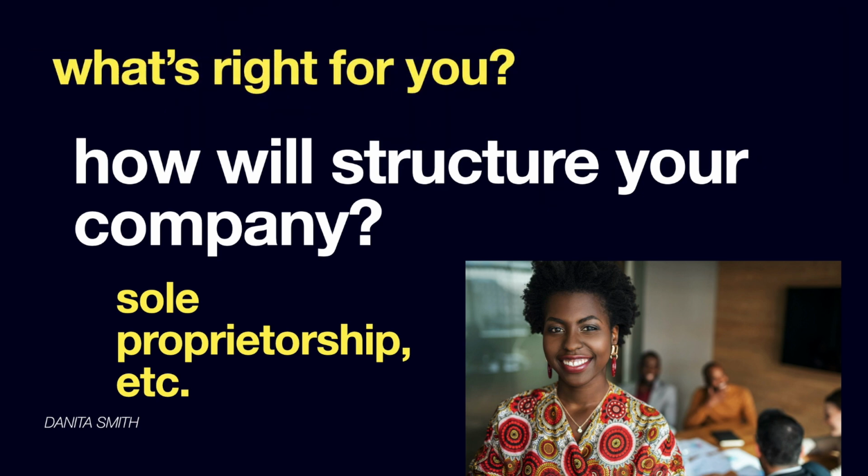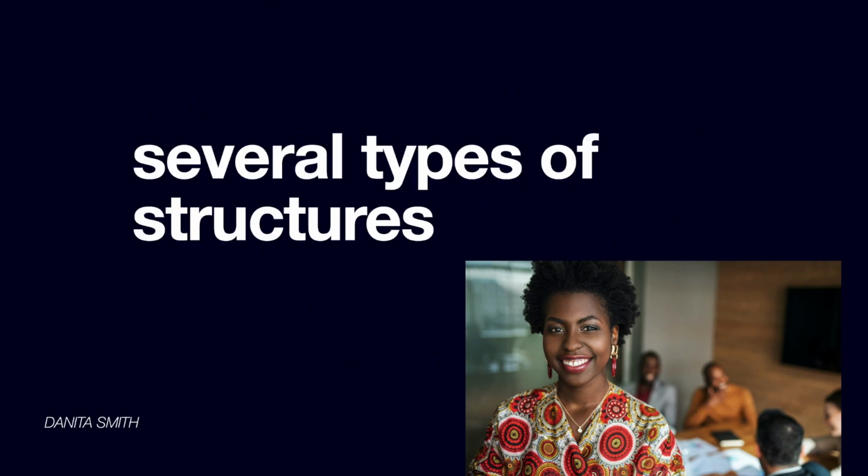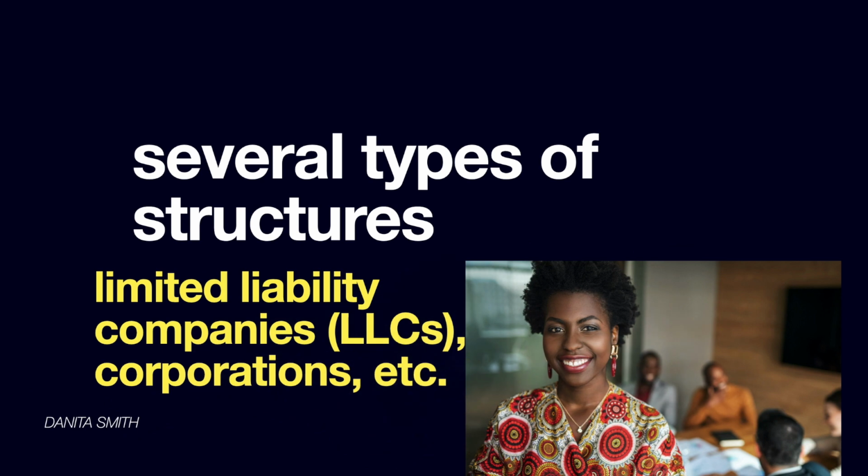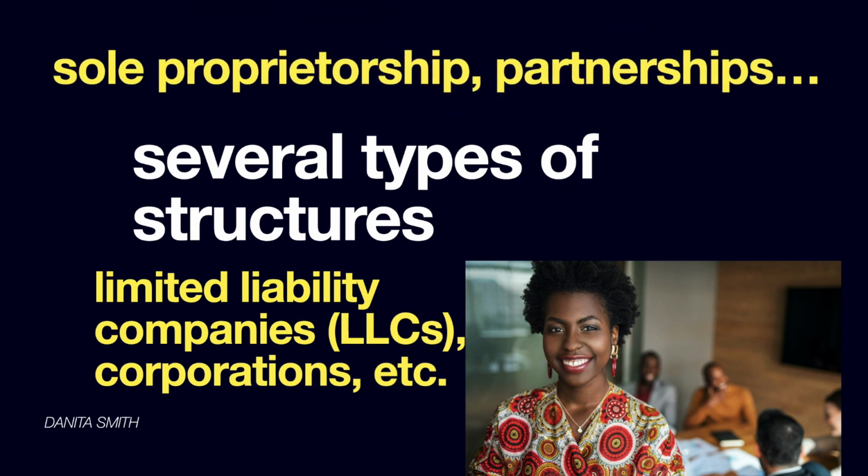And you may need to seek financial advice or legal advice to help you with this, but when you do this, there are several types of structures you can have for your company. You can have limited liability companies or corporations, you have LLCs, you can have sole proprietorship, you can have partnerships. There are different ways you can structure your company, and you really want to think through that.